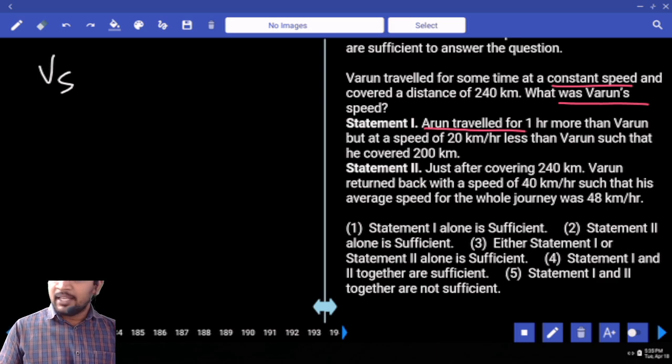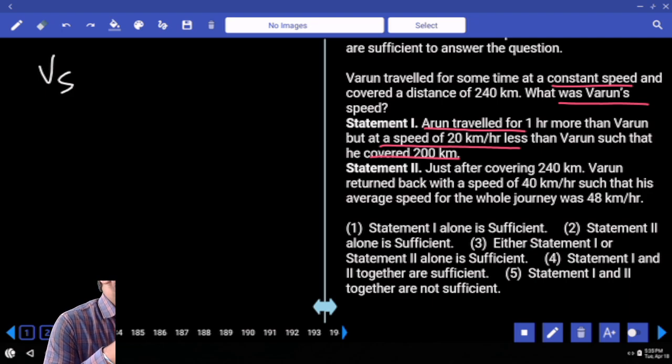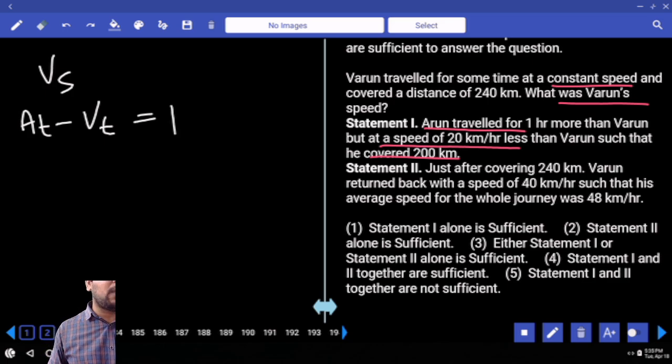But a speed of 20 km per hour less than Varun, such that he covered only 200 kilometers. If you observe carefully here, they have given the time difference. Arun taken 1 hour more than Varun. Simply we can say like this: Varun time, Arun time. Arun time minus Varun time is equal to 1 hour.